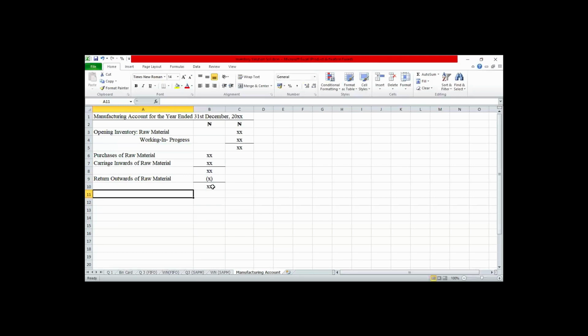Alternatively, if you want to know the cost of raw material, before you can get your cost of raw material consumed, you will need the cost of raw material available for production. Do you get it? Are you with me? We have what we call wages, we have what we call carriage outward. But immediately you add your labor and all your direct expenses.